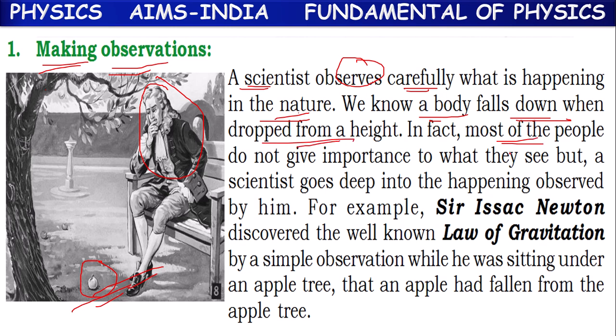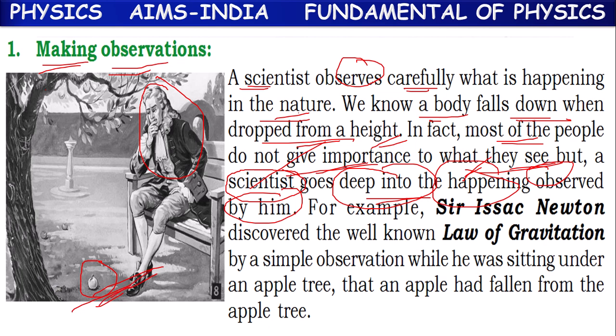Actually most people do not give importance to what they see. But what is the special character of a scientist? He will go deep into the happening observed by him. It may be a normal thing or any kind of thing, but he will go deep into it. Unlike normal people who won't give importance to anything, the scientist will give importance to each and every small thing.